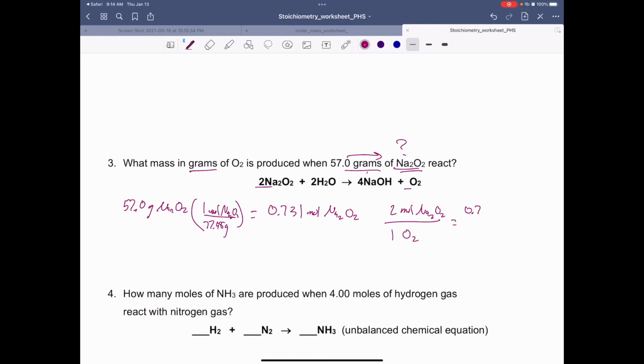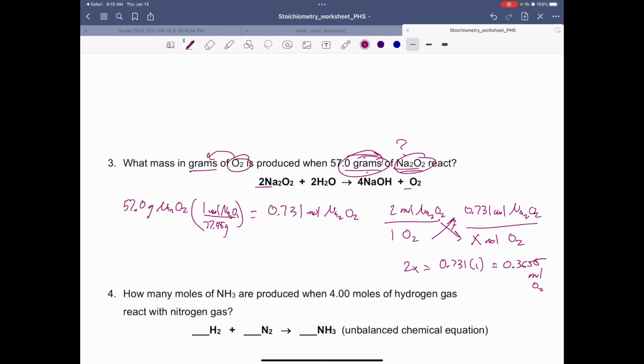And we have 0.731 moles of Na2O2. And how many moles of O2 will that produce? Okay, so 2x equals 0.731 times 1. Remember, I'm just cross multiplying here. So it looks like 0.731 divided by 2 is 0.3655 moles of O2. Okay, we're almost done. So again, we went from grams to moles of Na2O2. Then we went from moles of that to moles of O2, and now we just got to bring it back down to grams.